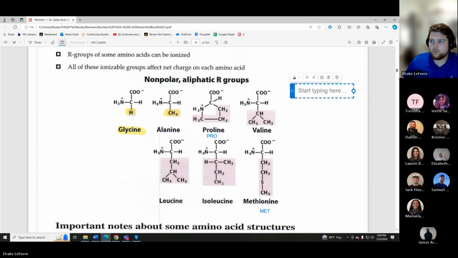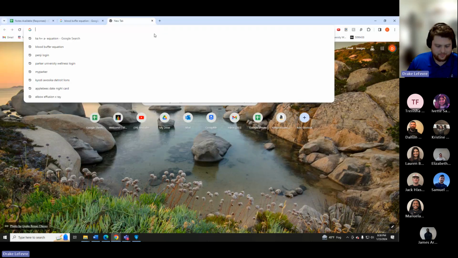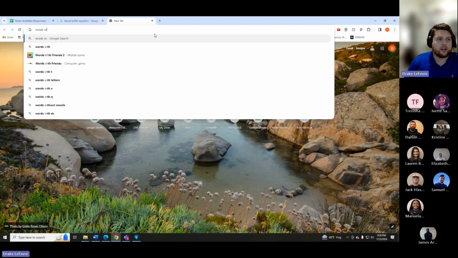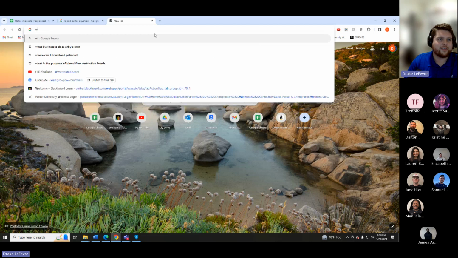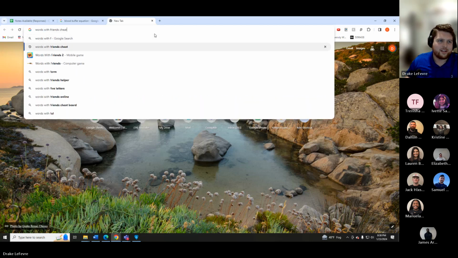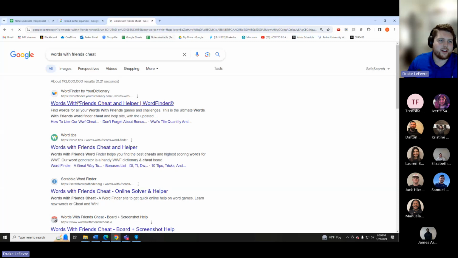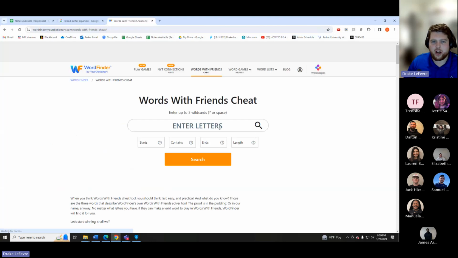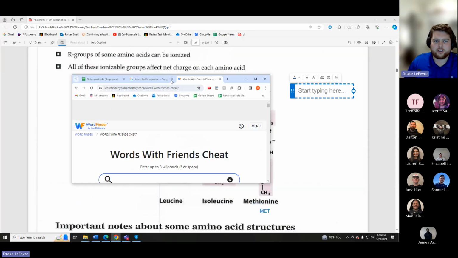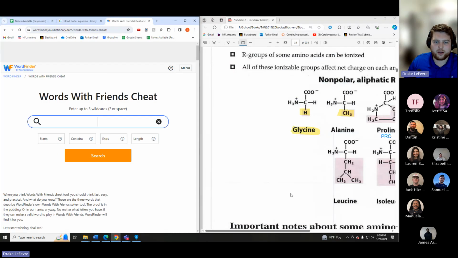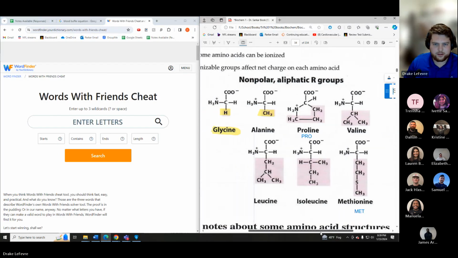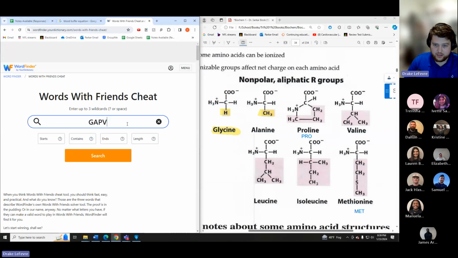Honestly, the way that I have done this a lot is, did anybody ever play Words with Friends? So this is literally what I used. You can look at these helpers, like a Scrabble helper, and you can literally come in here and put in GAPVLIM, and then I'll do one extra.